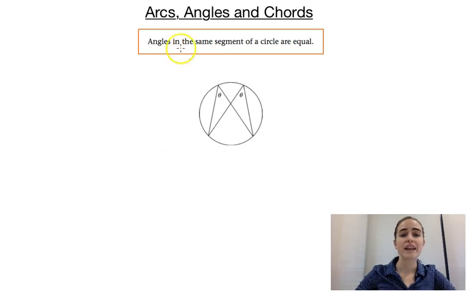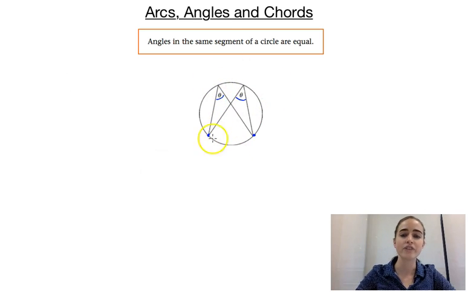Our next theorem is that angles in the same segment of a circle are equal. So you can also say that angles standing on the same arc are equal. They're both standing on this arc here, so they've got their bases there. This angle here is theta, and this one that comes up like this is theta as well. So they're the same size.